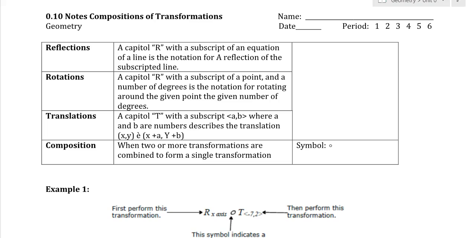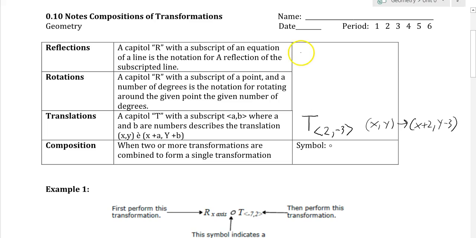Translations, when we were moving left, right, up, or down, we already went over this notation for. That was the T with the 2 numbers telling you what to add to the X's and Y's. So this was telling you what to do, how to move your points, all of them the same way. We're going to do the same thing with reflections and rotations.